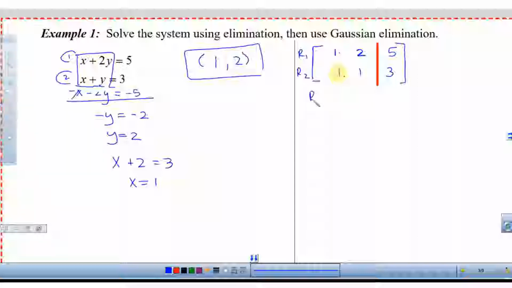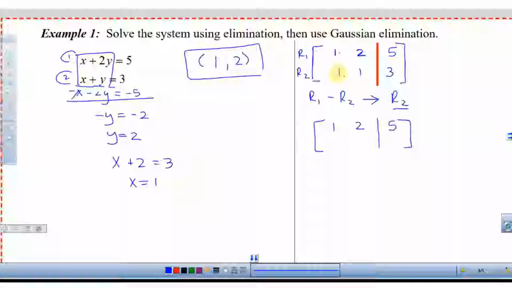So if I take row 1 and subtract row 2, then in that spot I highlighted, I'd have 1 minus 1, which gives me my 0, right? That's what I'd want. And that's going to become my new row 2, since that's the row I'm trying to get the 0 in. So row 1 is not going to change. Row 1 stays a 1, a 2, a solid line, and then a 5.